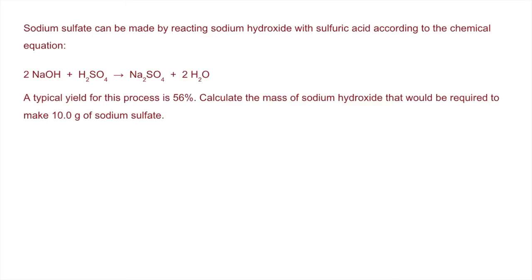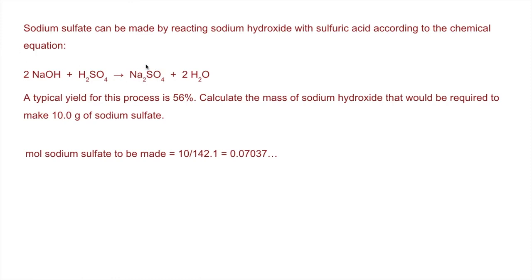So we've got the yield and we need to work backwards to work out the starting mass of sodium hydroxide that's going to be needed to make 10 grams of sodium sulfate. So the first thing we're going to do is work out the moles of sodium sulfate that we're trying to make, mass over Mr.